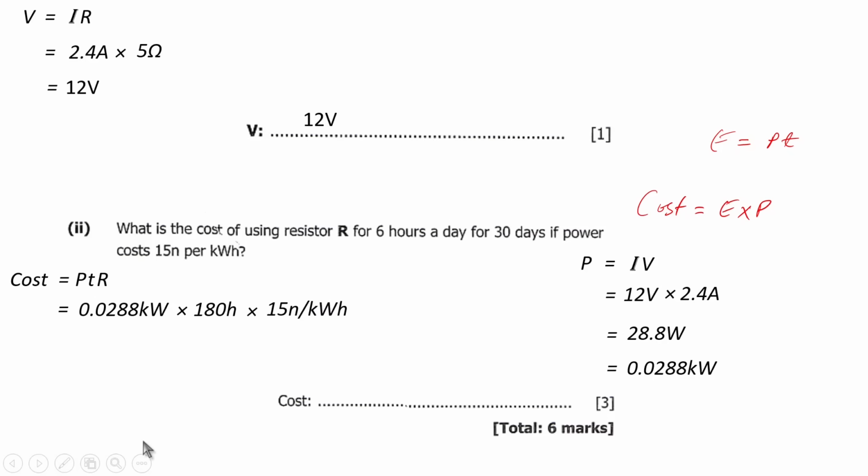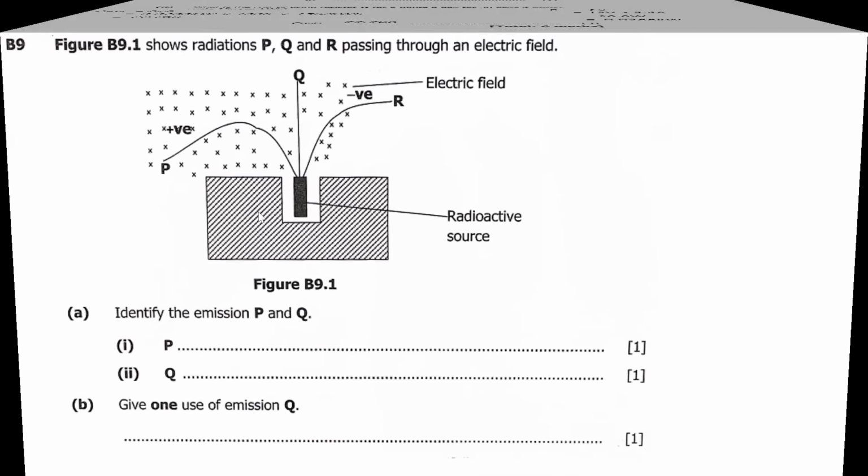Now you must know that this hour and this hour will cancel. This kilowatt and this kilowatt will cancel. You remain with ngwe. So when you multiply 0.0288 times 180 times 15 ngwe, the answer you are going to get is 77.76 ngwe. So this will be the cost, 77.76 ngwe. Okay, we move.